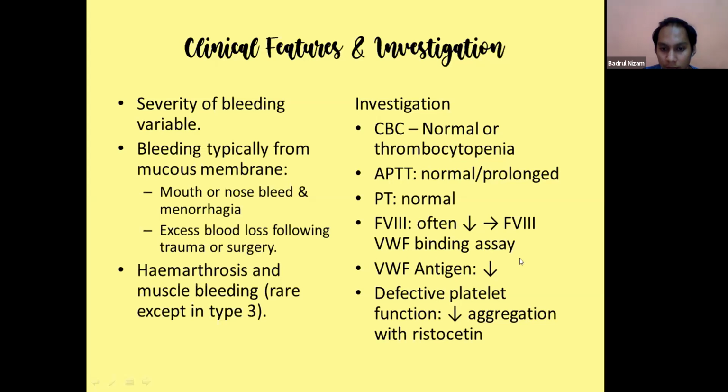And in the case of type 2, where it's mainly because of dysfunction, we can do the von Willebrand factor function assay, such as the ristocetin cofactor assay, where we put ristocetin in the plasma and quantify the platelet aggregation in the presence of the ristocetin, because ristocetin is actually an antibiotic that can induce platelet aggregation. So in type 2, usually the aggregation is reduced even with the inducer.